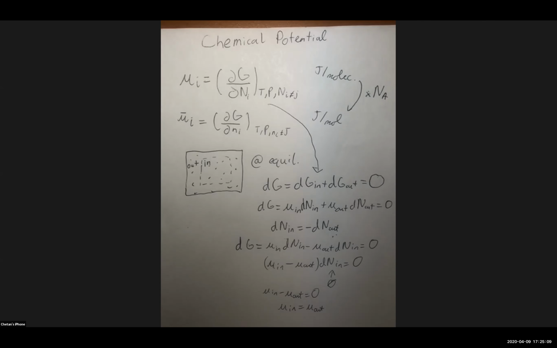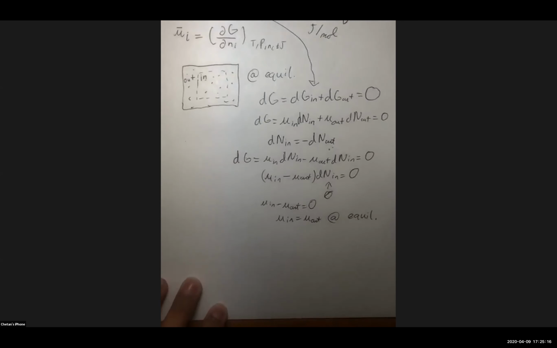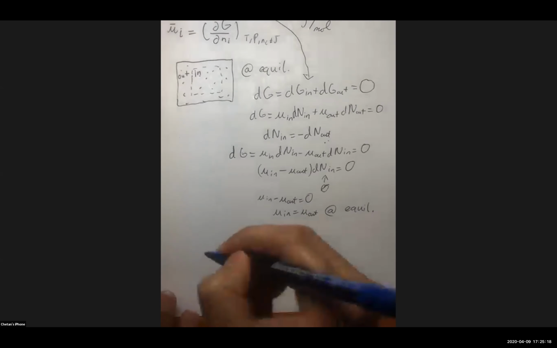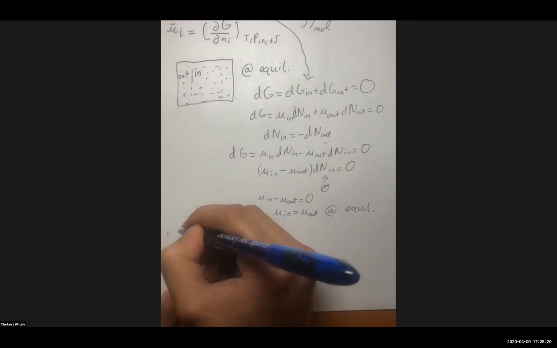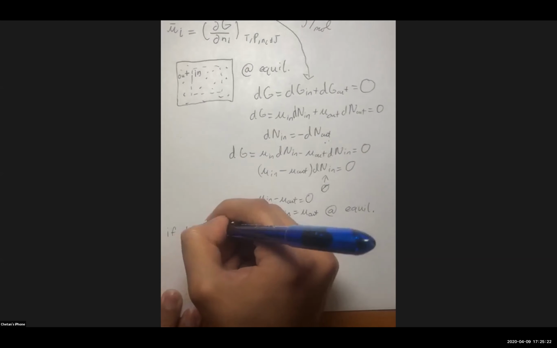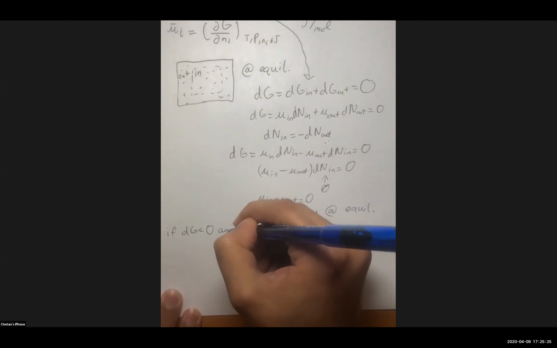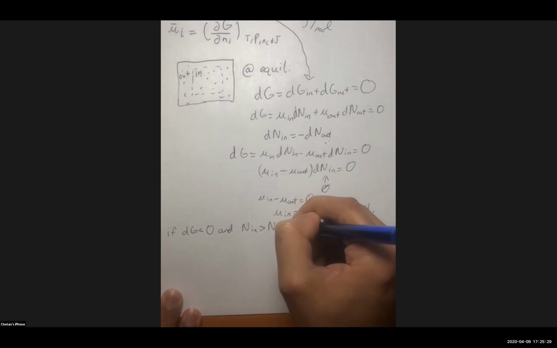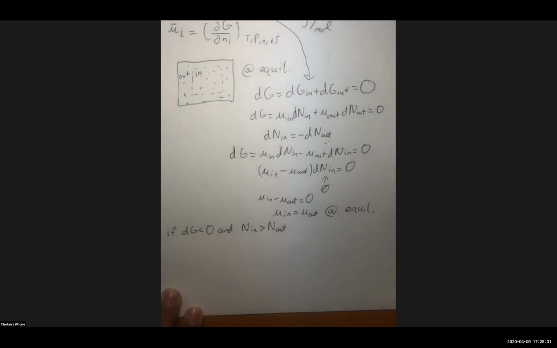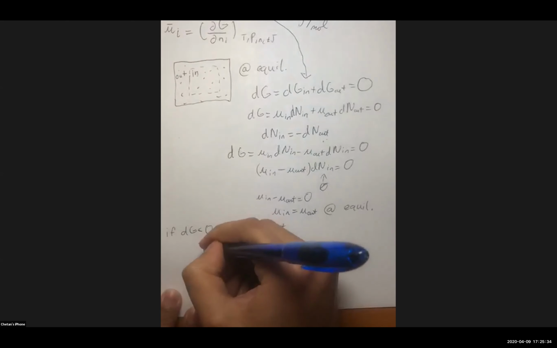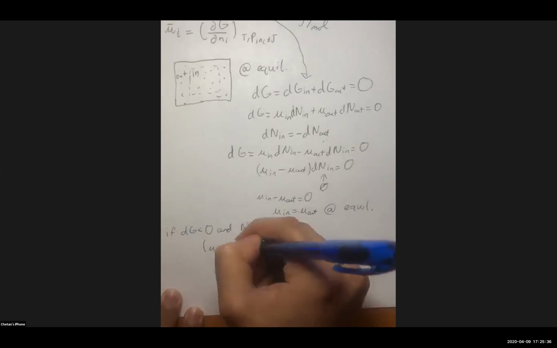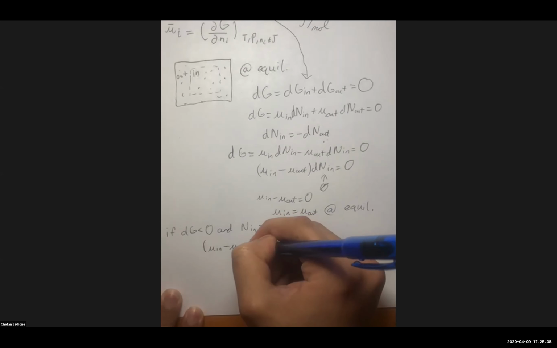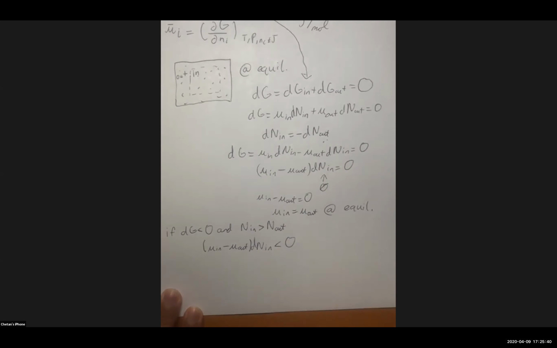Now from here, so this is at equilibrium. Okay. Now let's pretend instead of being at equilibrium, we had a delta G that was less than 0, and the number of molecules inside the box were greater than the number of molecules in the outside of that box. Now our inequality from before changes to this: dn in is now less than 0.